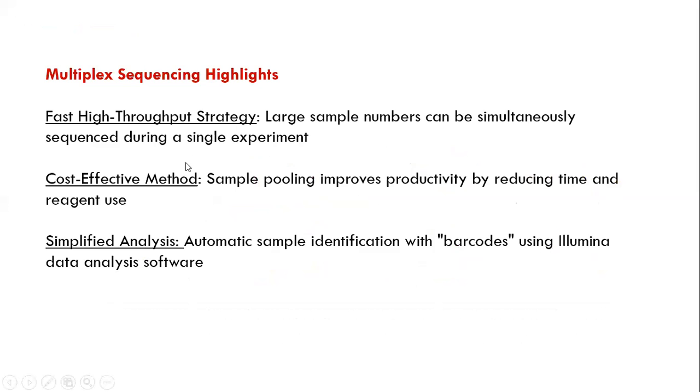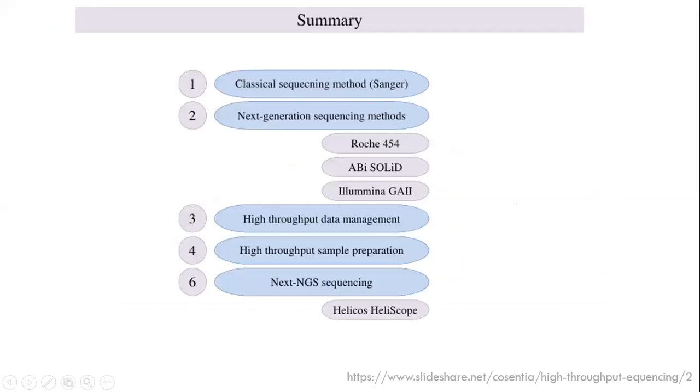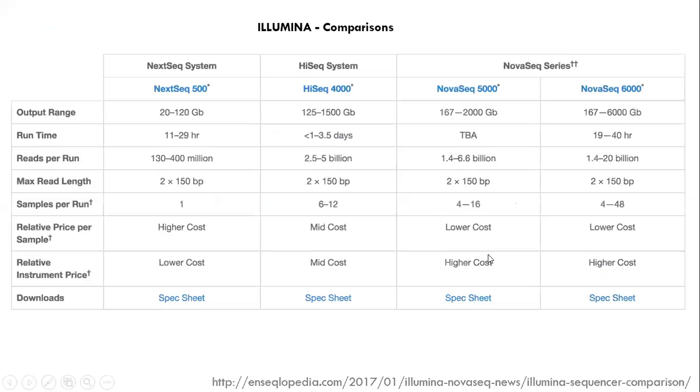So multiplexing helps as a fast, high throughput strategy, a cost effective method, and also simplifies analysis through barcodes and other software, reducing time. Basically, you are moving from classical Sanger to next generation sequencing, where high throughput data can be analyzed. You just look into the Illumina comparisons.